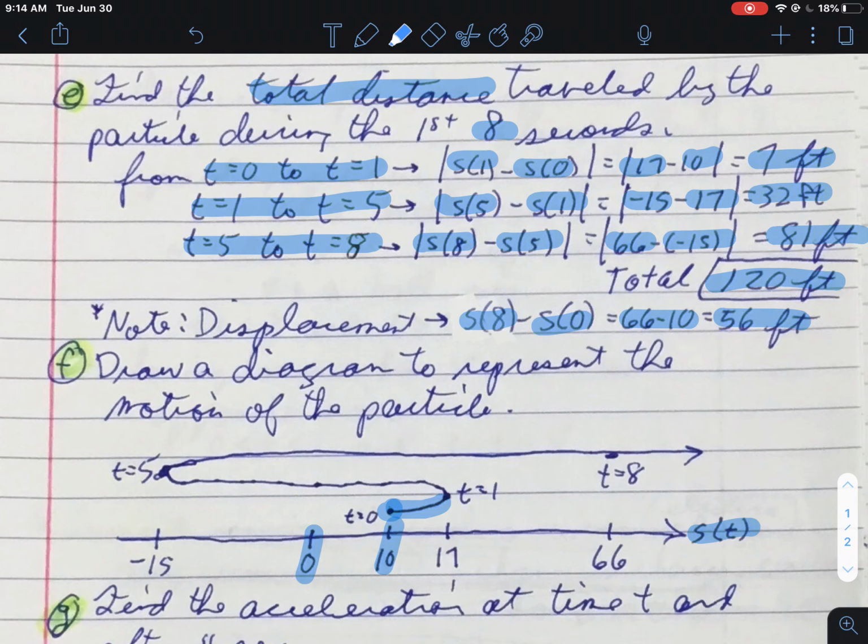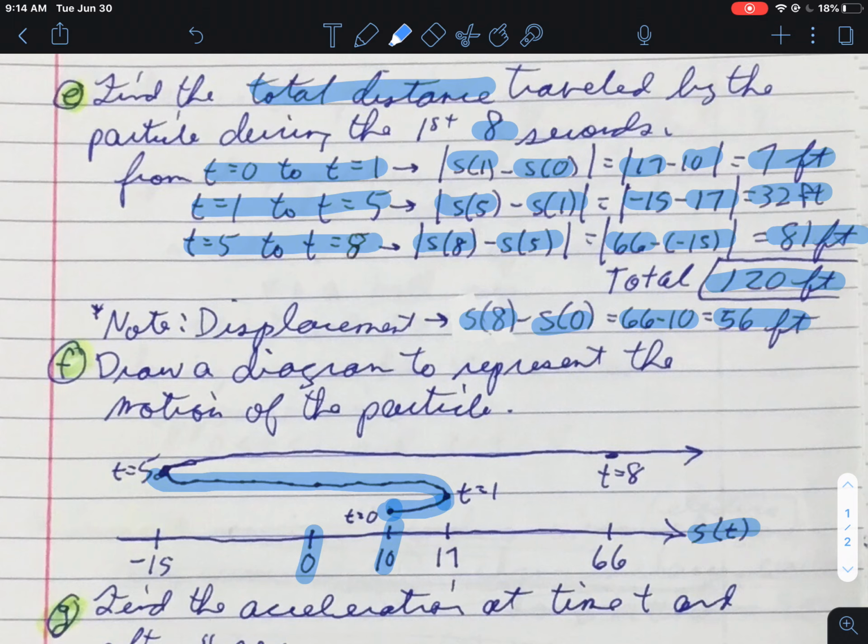I'm going to come back to this and talk some more here about another observation once we get done with this part. So that's our position, or distance traveled, from t equals 0 to t equals 1. Then we're at 17 feet. And then we said the particle changed direction because from t equals 1 to t equals 5, the particle was moving backward. So we found s of 5 previously. S of 5 was negative 15. So our particle changed direction. It moved from 17 feet back to negative 15 feet.